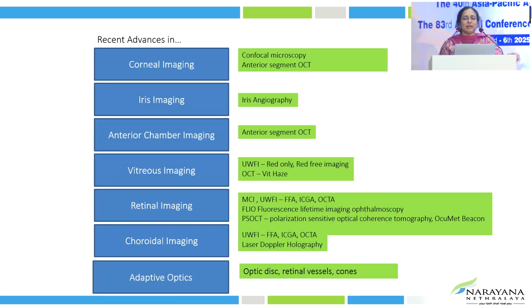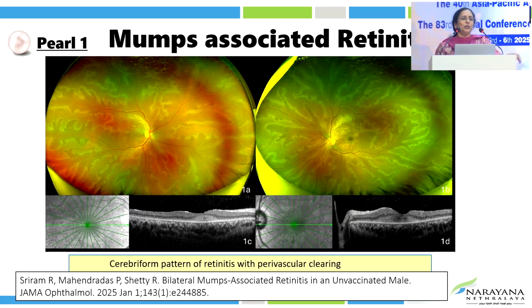Next, we'll move on to adaptive optics, which was used earlier in astrophysics. Now it has been used to study the optic disc and retinal changes, and it can count the cone photoreceptors in the retina. So these are the various things available in our armamentarium. I will move on to the pearls.